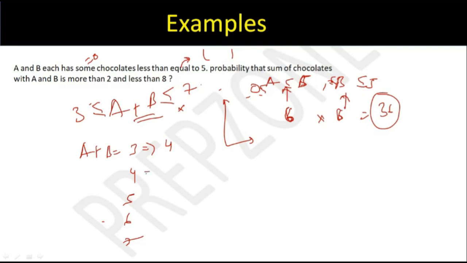How many solutions can I have for this? Anyone? A plus B equals 4. How many solutions are there? 5 for this. Okay. For this?